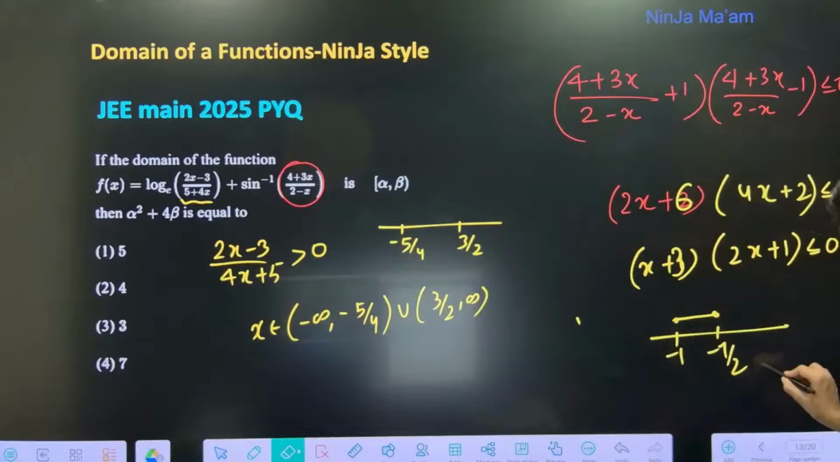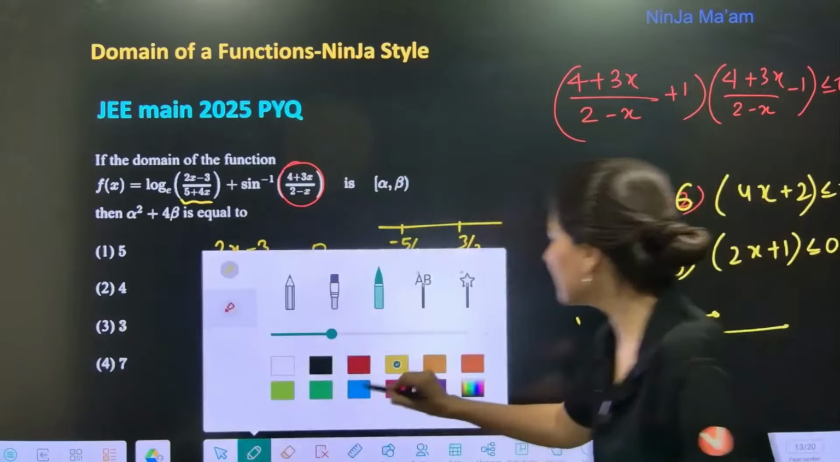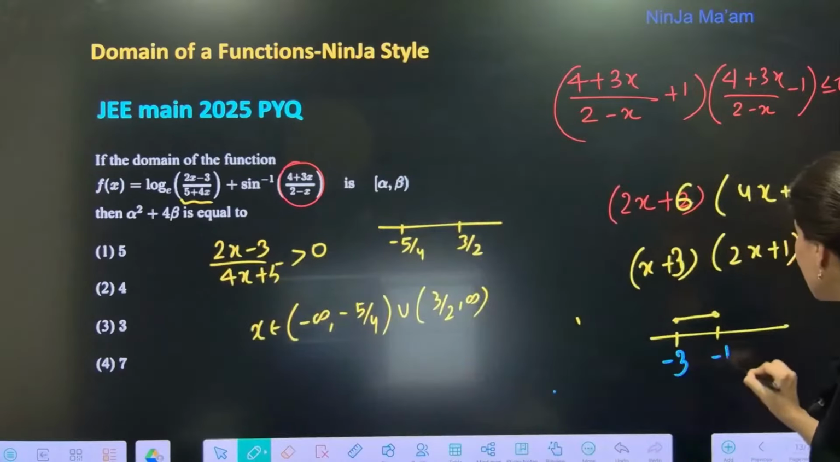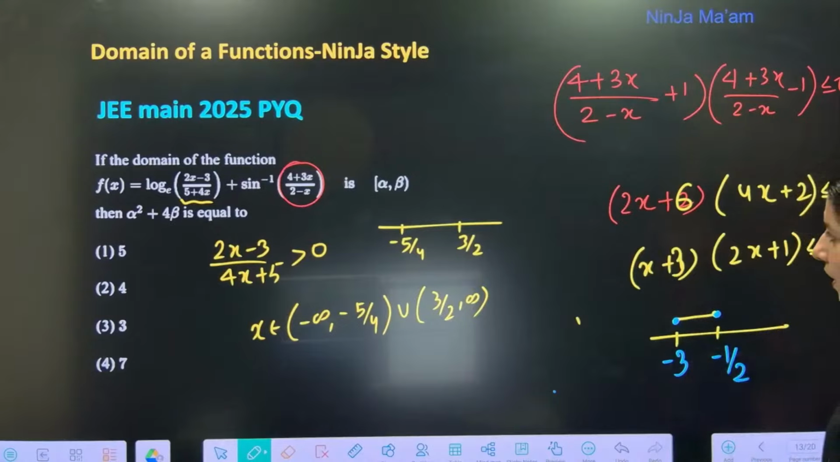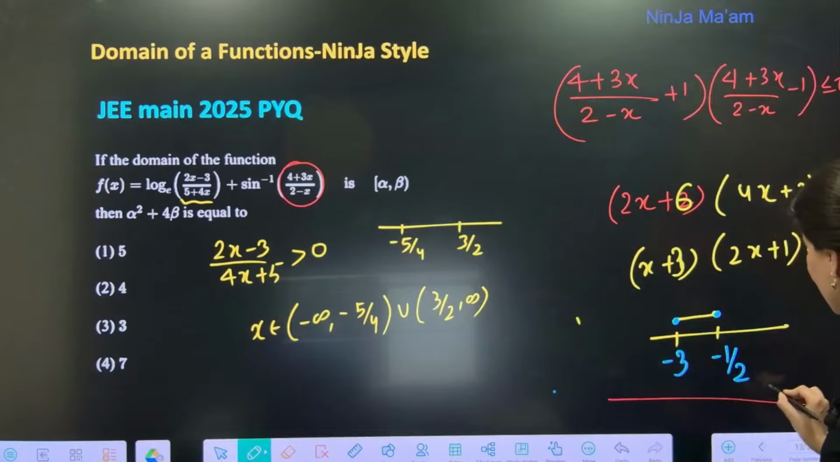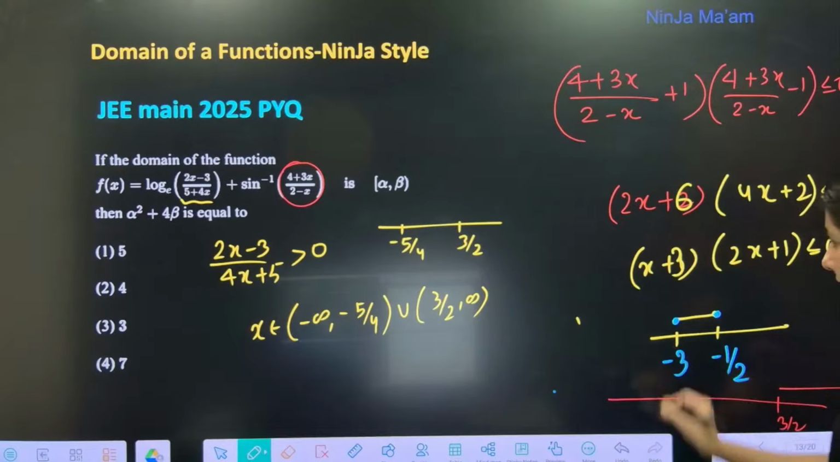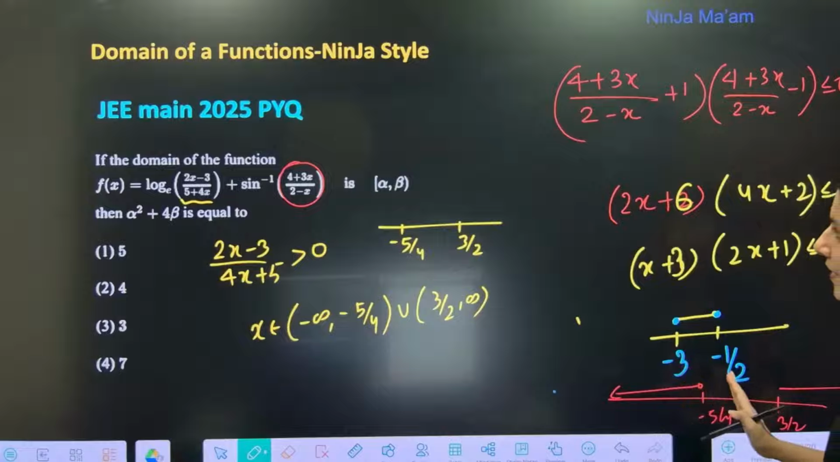So minus 3 to minus 1 by 2, yes, that's correct. Minus 3 to minus 1 by 2, and if you take the intersection, now see, this is 3 by 2, so 3 by 2 to infinity will lie over here, and this is minus 5 by 4, and this is less, so clearly the answer would be minus 3 to minus 5 by 4.